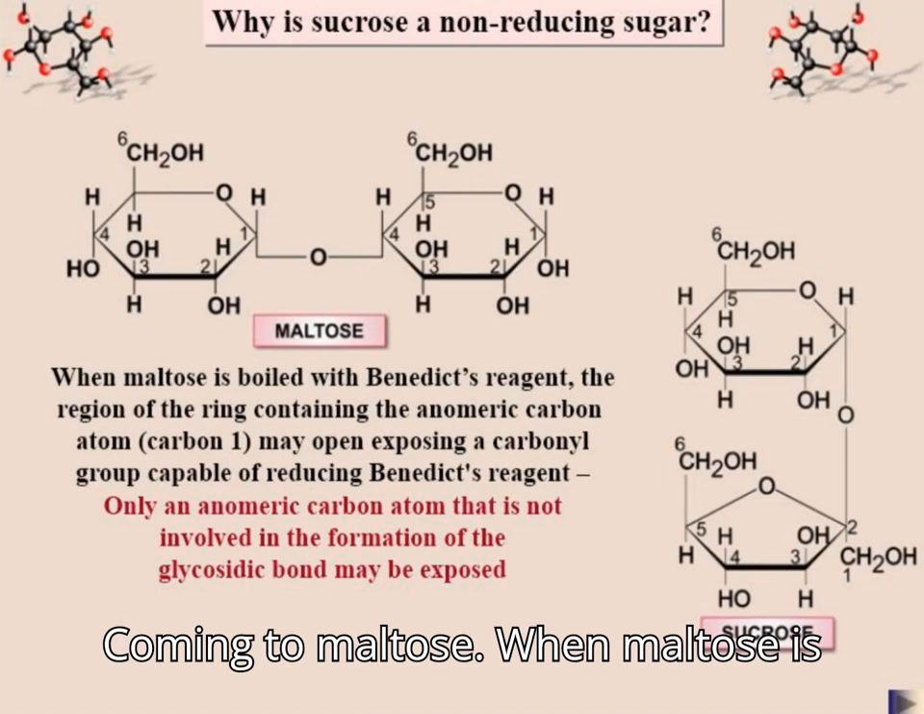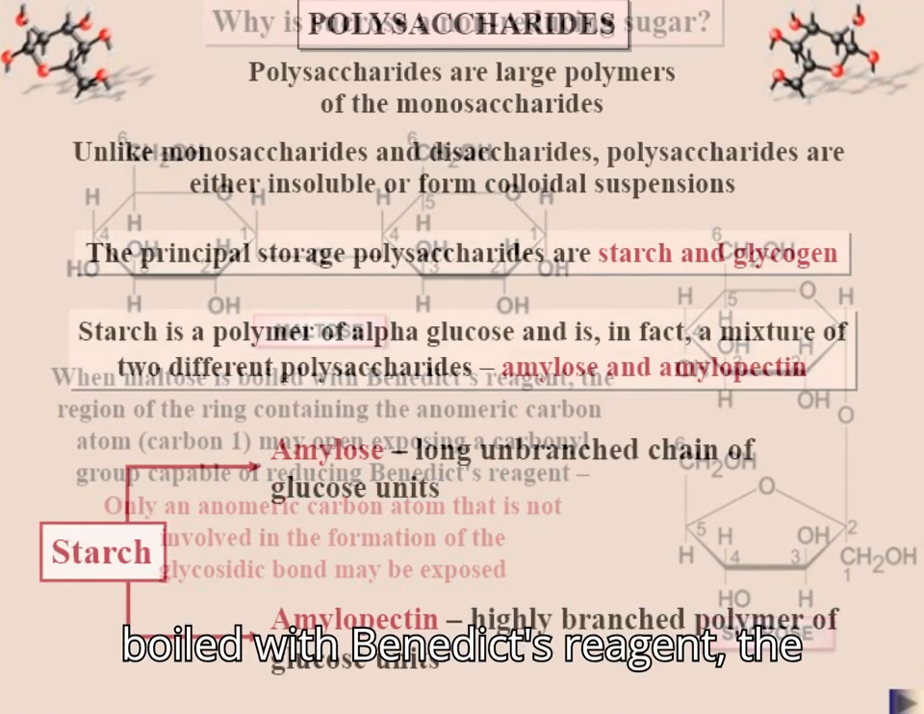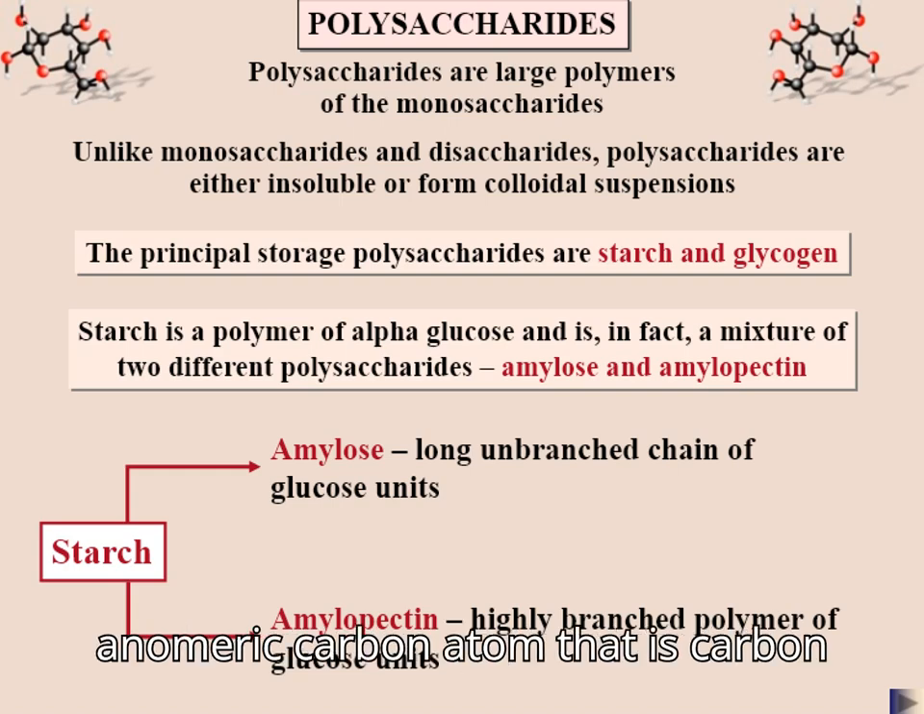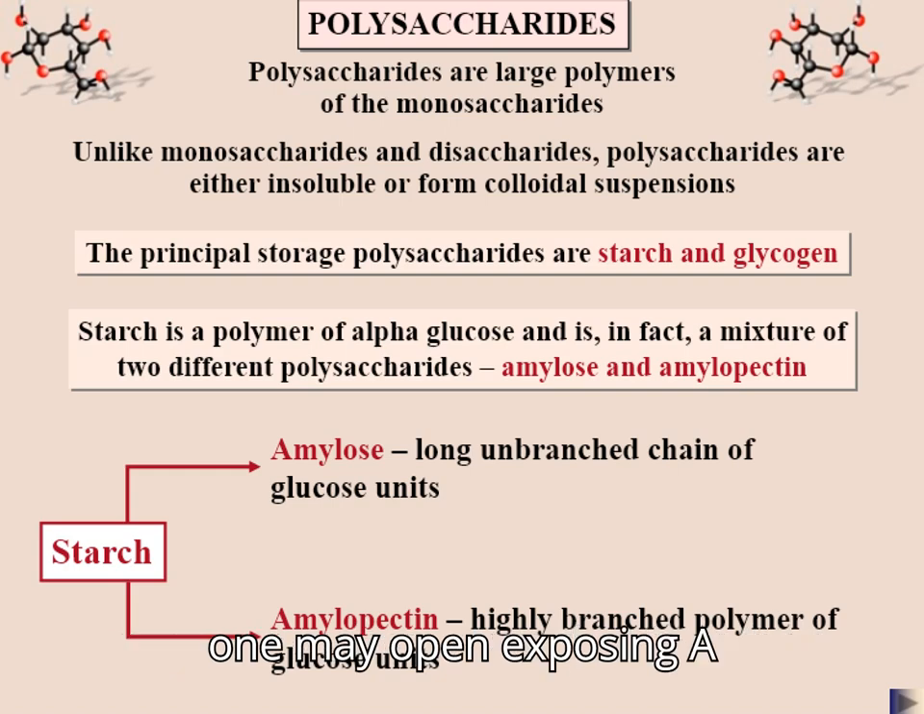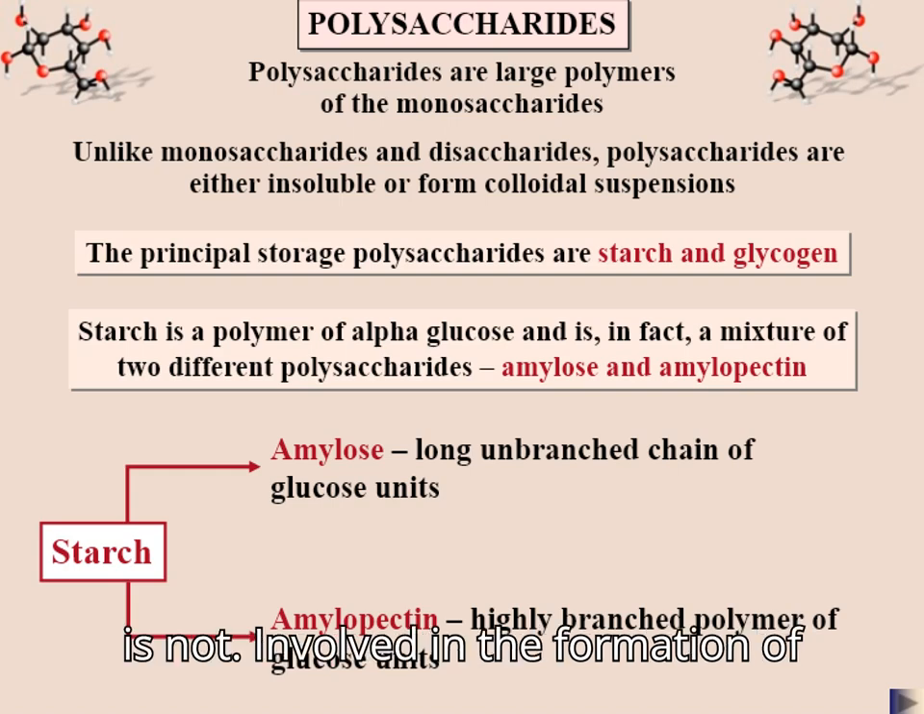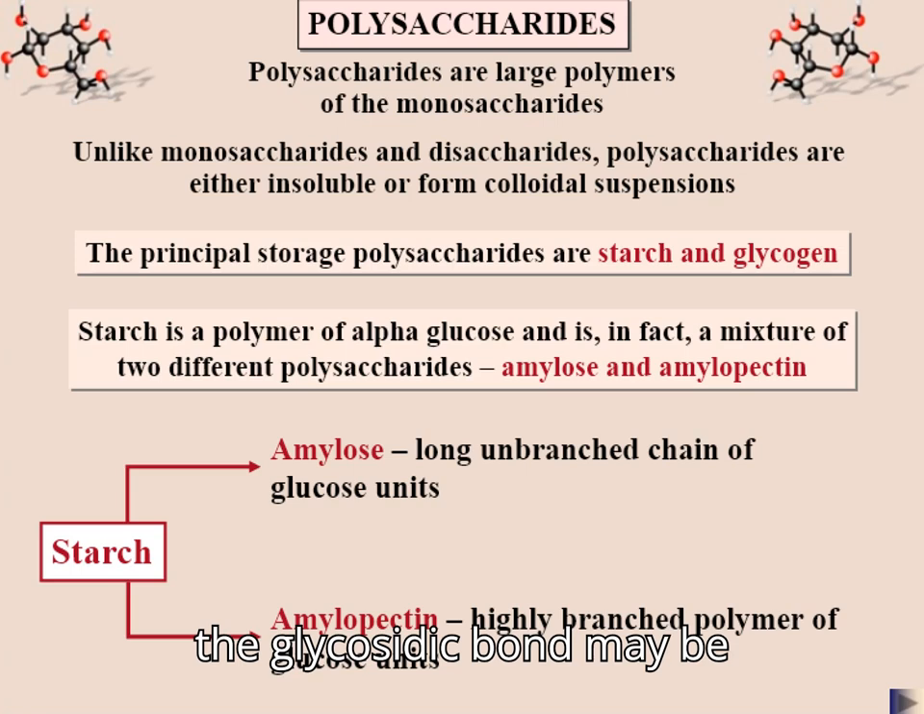Coming to maltose, when maltose is boiled with Benedict's reagent, the region of the ring containing the anomeric carbon atom, that is carbon 1, may open, exposing a carbonyl group capable of reducing Benedict's reagent. Only an anomeric carbon atom that is not involved in the formation of the glycosidic bond may be exposed.